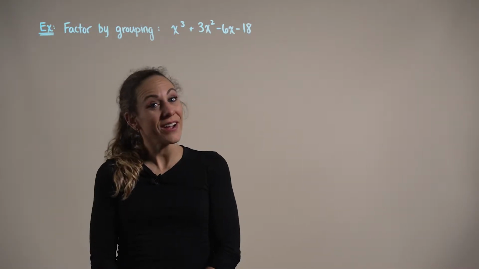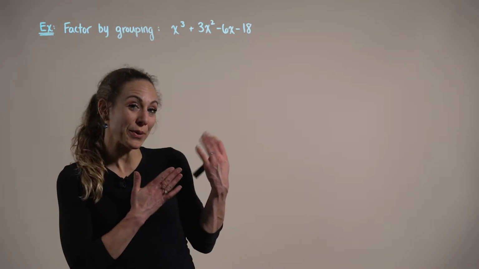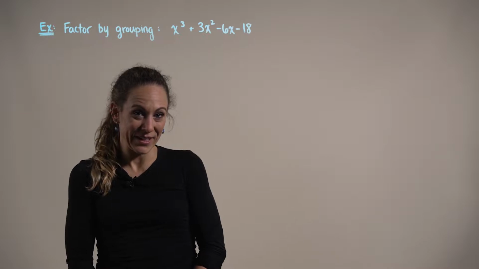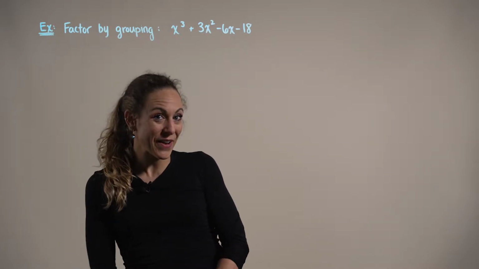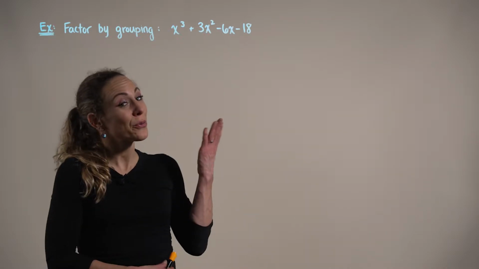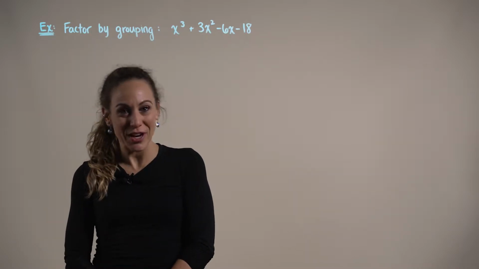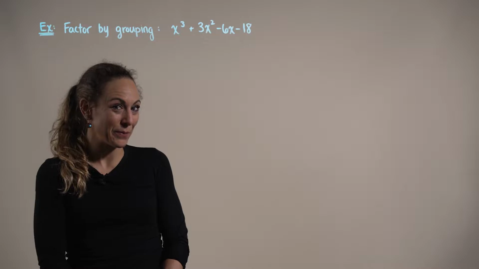In this example, we are asked to factor the polynomial expression using the method factoring by grouping. Now, we tend to use this technique, factoring by grouping, when our polynomial expression has 4 terms. So let's review the strategy for this method with this example.